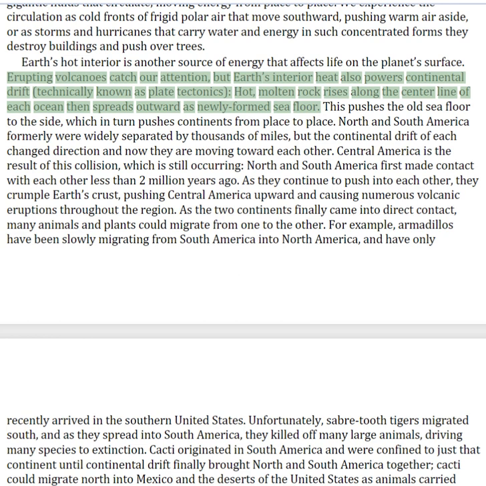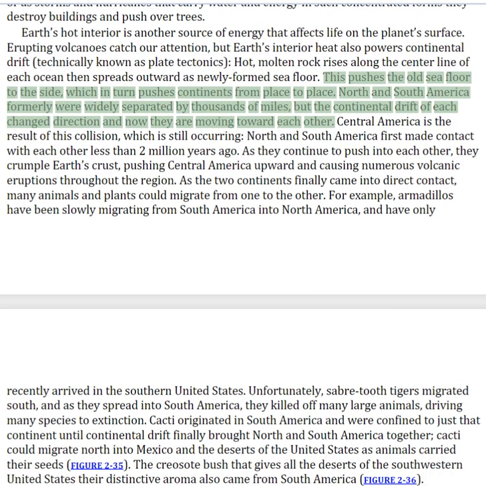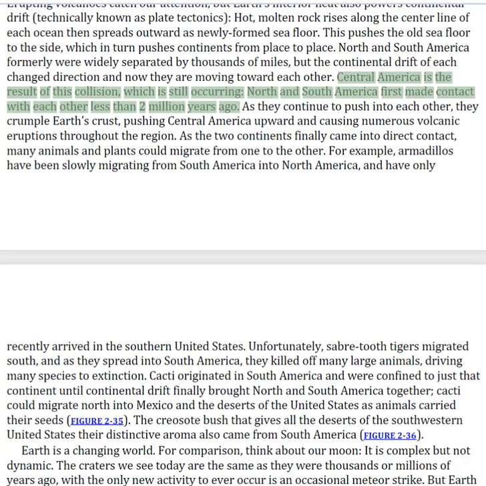Hot, molten rock rises along the center line of each ocean then spreads outward as newly formed seafloor. This pushes the old sea floor to the side, which in turn pushes continents from place to place. North and South America formerly were widely separated by thousands of miles, but the continental drift of each changed direction and now they are moving toward each other. Central America is the result of this collision, which is still occurring. North and South America first made contact with each other less than 2 million years ago.